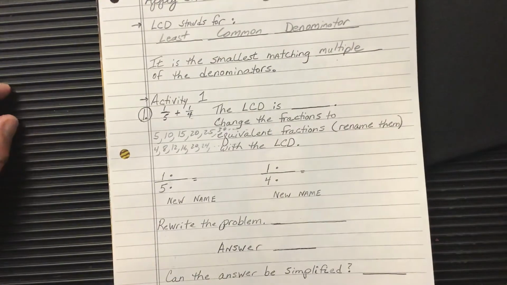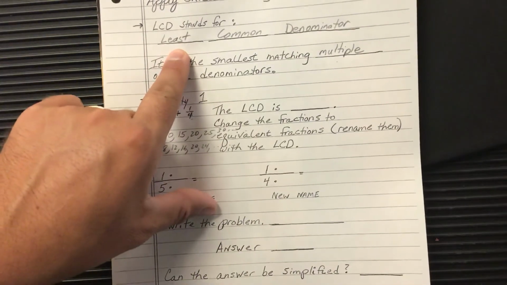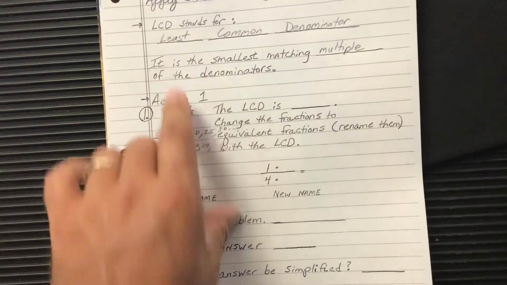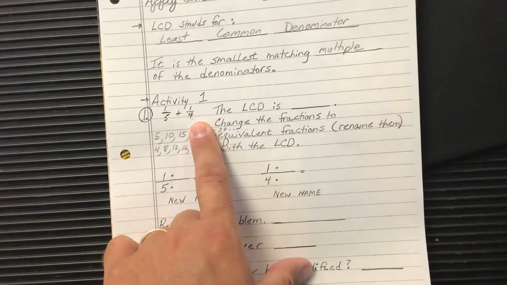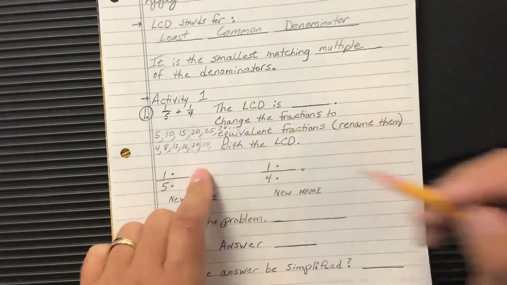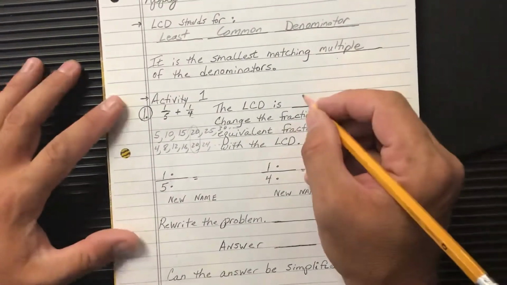Go on forever. So I'm looking for the first number that they both go into, the smallest. That's why it's called the least. So I don't have to reduce it later. So what is the smallest number that 5 and 4 both go into? The first one that they both have in common is 20. So that is my least common denominator, 20.